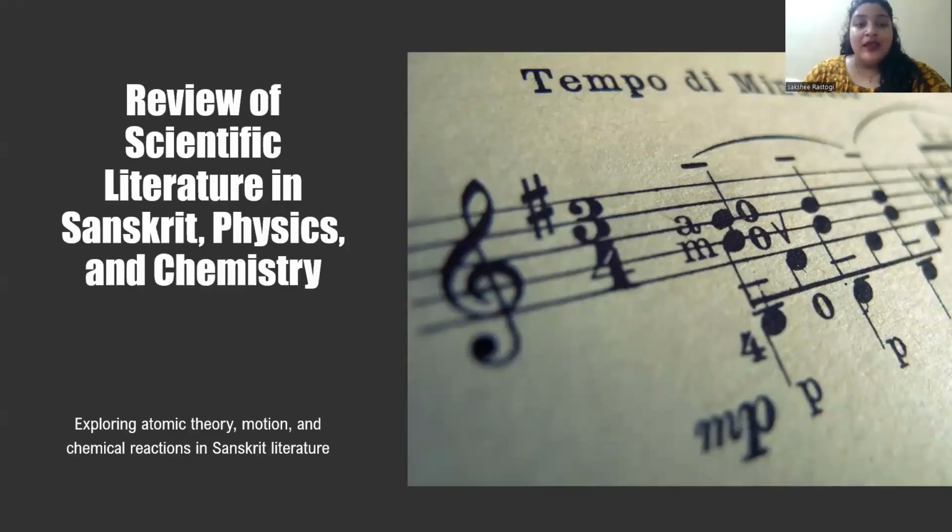Now we are going to study the review of scientific literature in Sanskrit, in physics and chemistry. The Sushruta Samhita is a remarkable example of ancient Indian scientific literature, showcasing a sophisticated understanding of human anatomy, surgery, and pharmacology. Similarly, ancient Indian texts like the Vedas, Brahmanas, and Upanishads contain scientific knowledge in Sanskrit, physics, and chemistry, which includes cosmology and astrology.